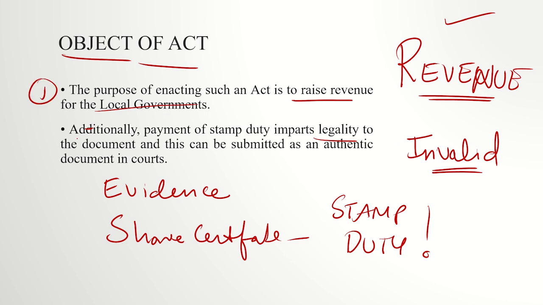That is something we know. But more importantly, to call a document a legal document, a valid document, it should be appropriately stamped. What should it be? Appropriately stamped. That is what we have to understand as the object of the act.